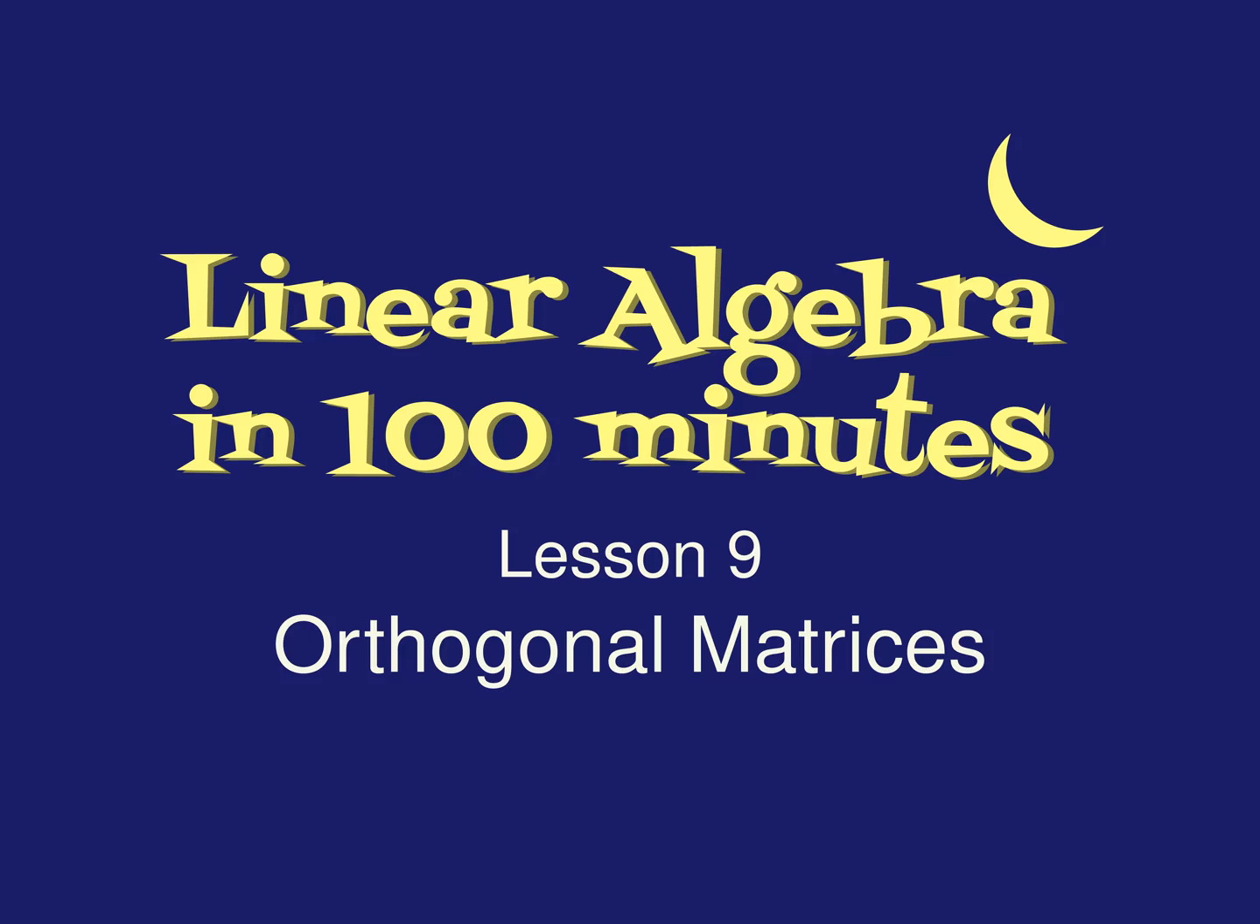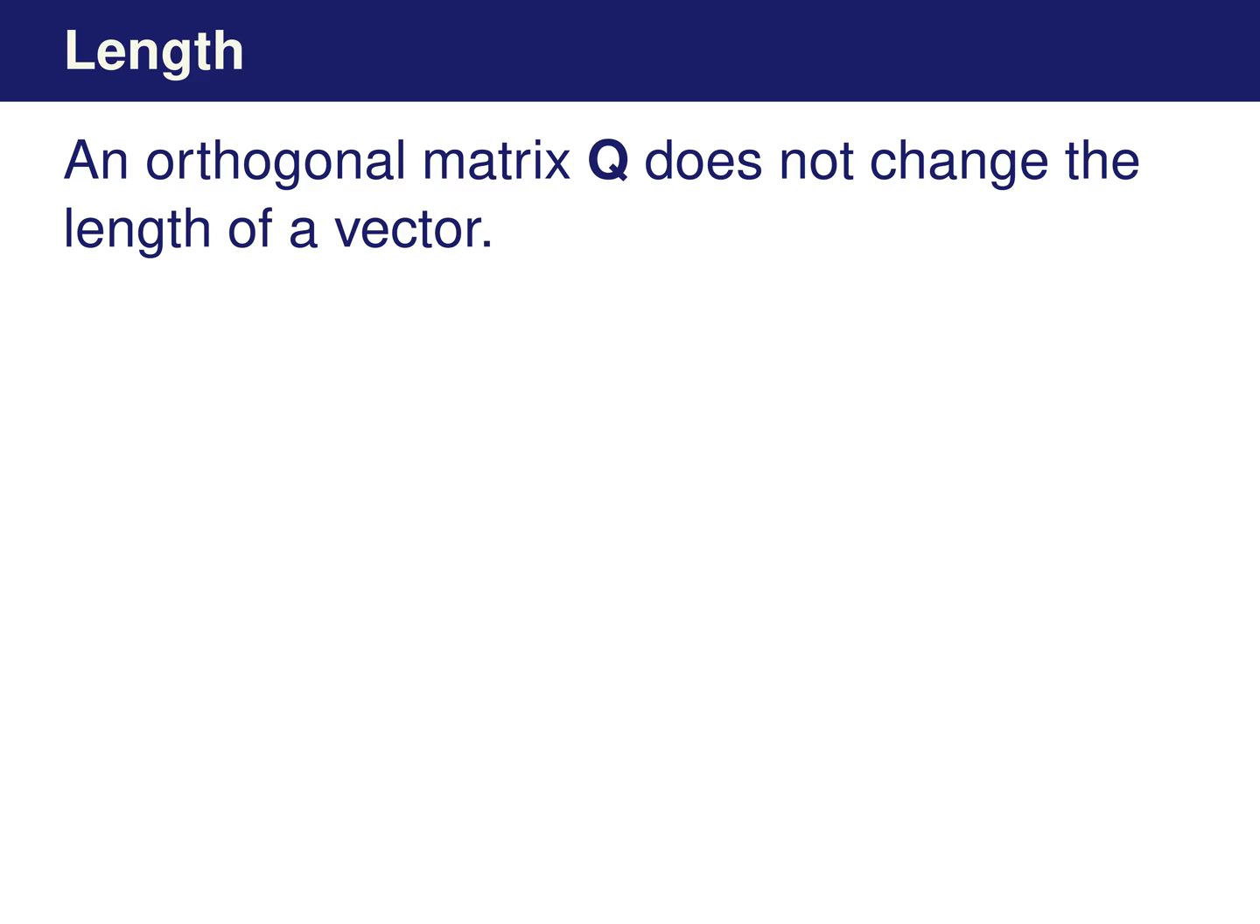Orthogonal matrices. Over the next two lessons we examine two important classes of matrices which frequently arise in application: orthogonal matrices and projection matrices. In this lesson, we focus on orthogonal matrices. An orthogonal matrix Q is any matrix which does not change the length of any vector. It may rotate or reflect a vector, but it cannot stretch or shrink it.